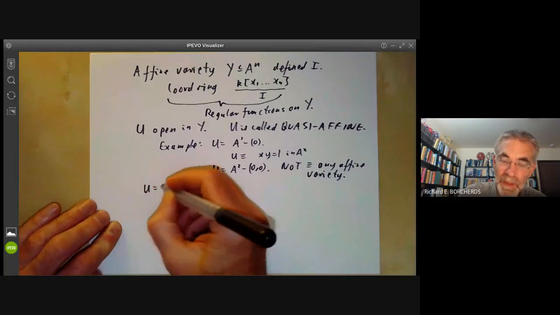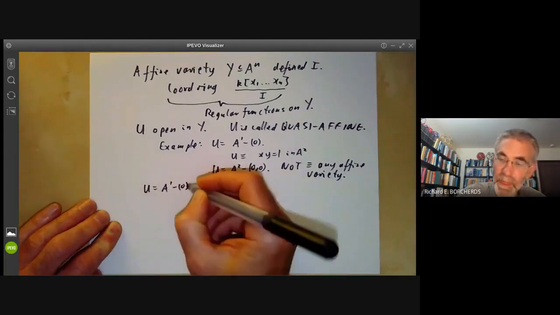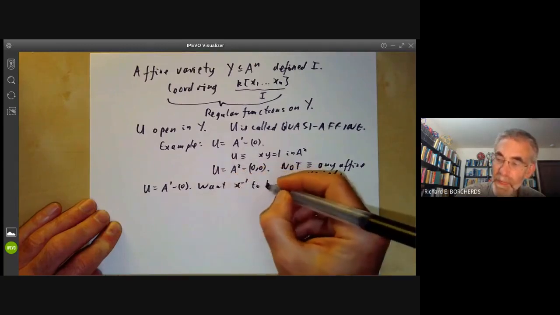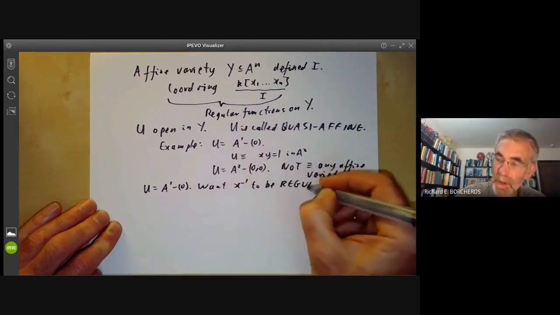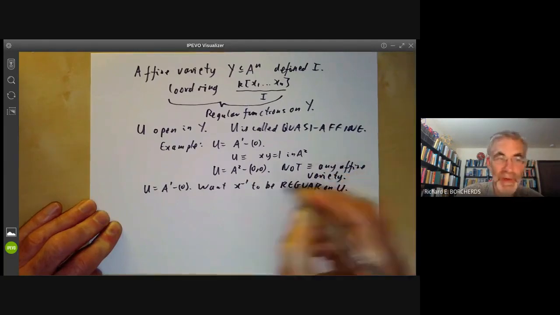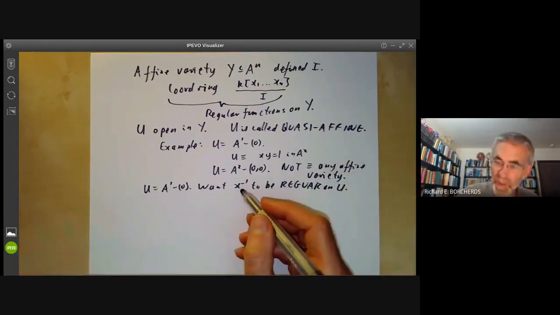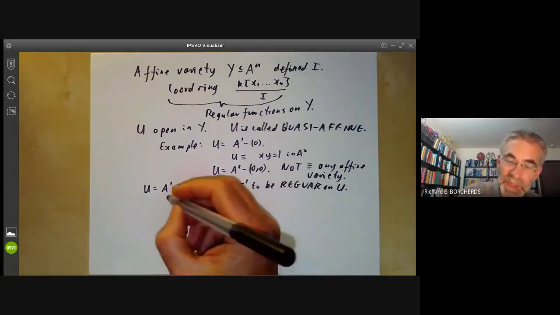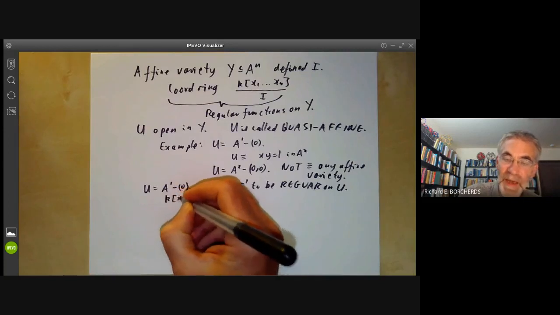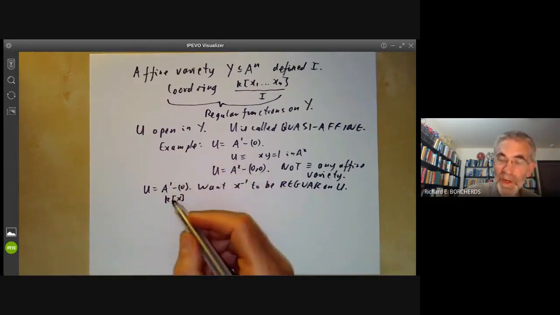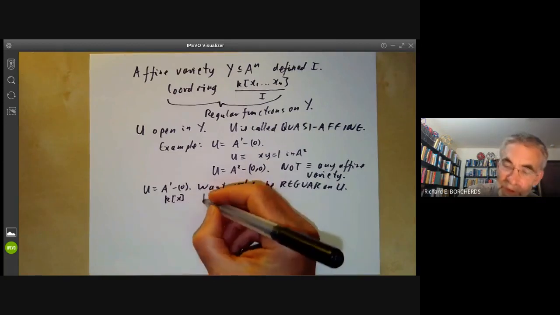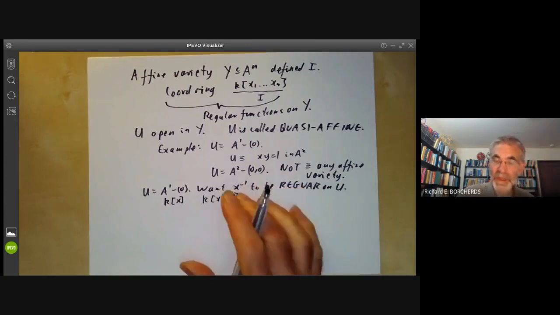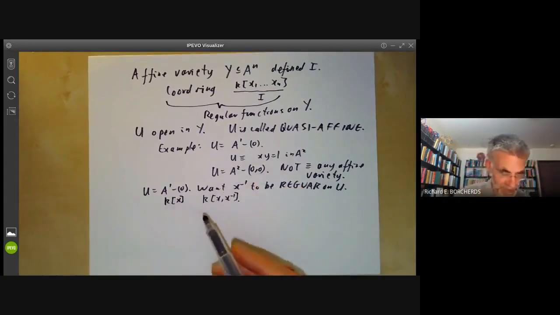So if we take U to be A1 minus the origin, we want x to the minus 1 to be regular on U. It's a perfectly good function you can define in an algebraic way. And it's obviously not the restriction of a polynomial. I mean, the polynomials on here would just be k[x]. So we don't want the regular functions on U to be k[x]. We want the ring of regular functions to be k[x, x to the minus 1]. So we need to think of a slightly different definition.